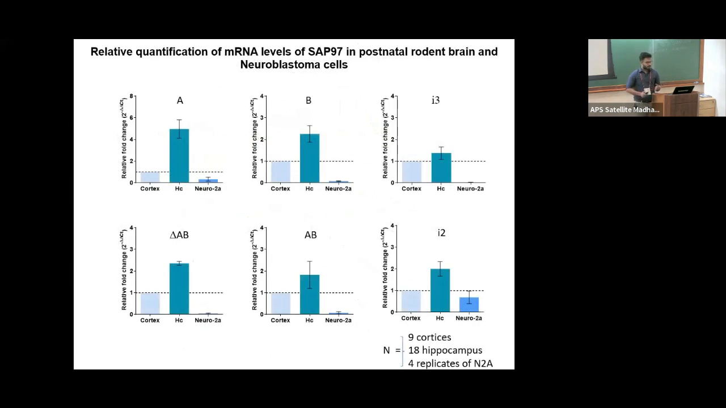So we did an mRNA level study to understand the expression level of SAP97 in postnatal rodent brain and also in neuroblastoma cells. Taking your attention to the C-terminus splice variants, which are I3 and I2, I3, which is capable of interaction with calmodulin, was predominantly absent in Neuro2 cells, while in hippocampal cells, we could see that there was a more or less equal expression of both I3 and I2 variants.